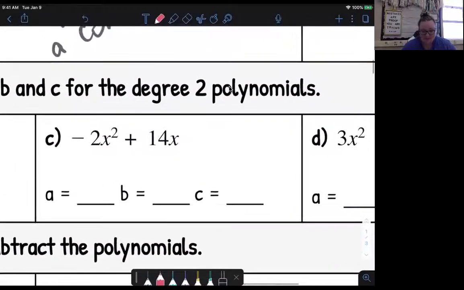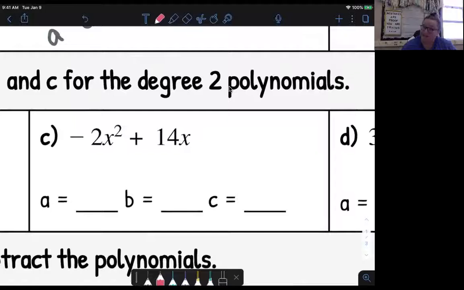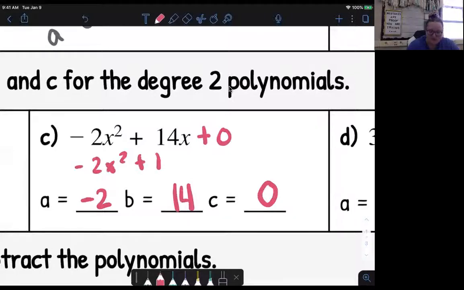Now let's do part C. Part C has a little trick in it, and I'm going to see if you get it right. Part C is negative 2x squared plus 14x. What are our a, b, and c values? Go for it. So a should be negative 2, b is 14, and c is 0, because there's technically a plus 0 here. But what is 14x plus 0? Well, it's just 14x. So that 0 drops out.